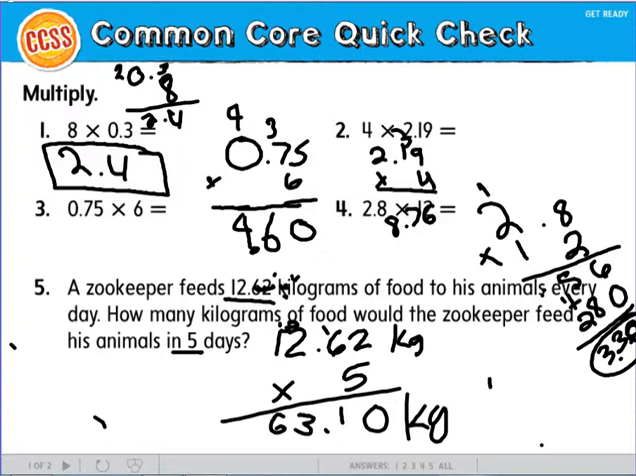Terrace 7. All right. So Terrace 7 did number 3, right? And he said that 75/1000 times 6 is 4 and 6000ths. So let's see. 6 times 5 is 30. Carry the 3.